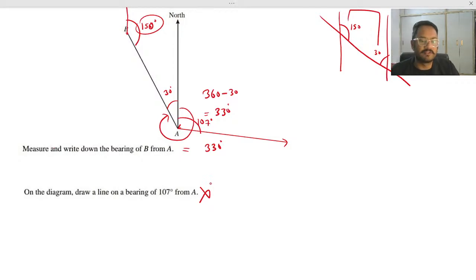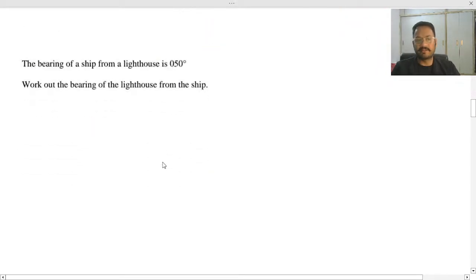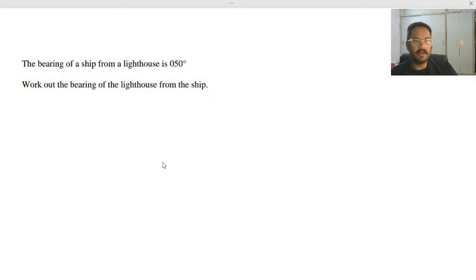Yes, because the whole angle is 360. Correct. Now you need to make this. Now how to make this? Suppose the question says like this: the bearing of ship from the lighthouse is 50 degrees. Work out the bearing of the lighthouse from the ship.